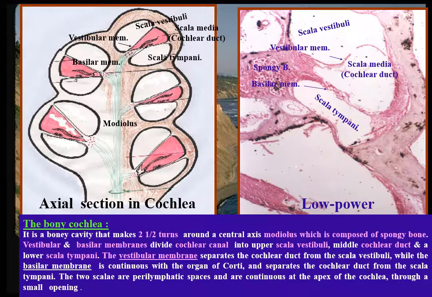The vestibular membrane separates the cochlear duct from the scala vestibuli, while the basilar membrane is continuous with the organ of Corti and separates the cochlear duct from the scala tympani. The two scalae are perilymphatic spaces and are continuous at the apex of the cochlea through a small opening.